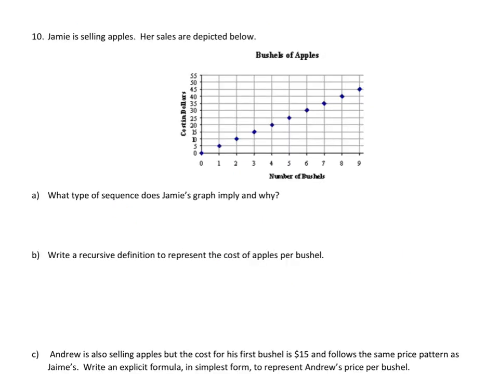The next question says Jamie is selling apples. Her sales are depicted below. Looking at this graph, I know it's linear. Just a heads up, because it's going up by the same rate. It's actually going up by 5. That's the slope. So because I know that it's linear and it's going up by a constant number, part A tells me that this sequence is arithmetic. Okay, so you could say why? Because it's linear, because it goes up by a constant rate, a constant slope, a constant rise over run, something like that.